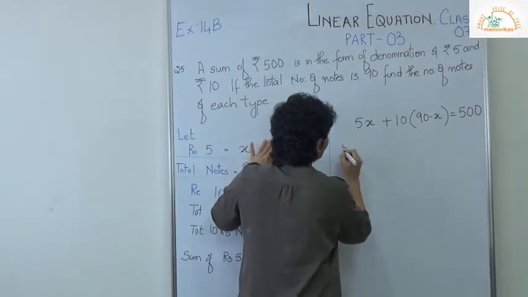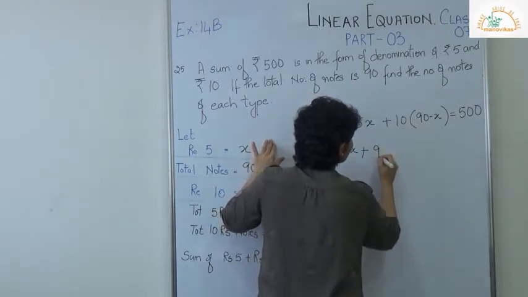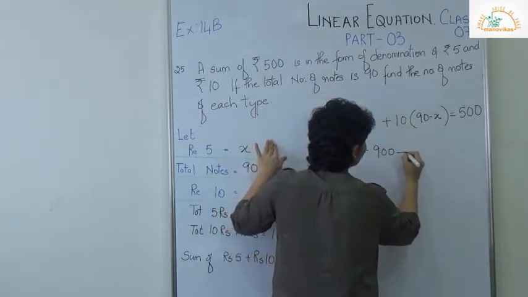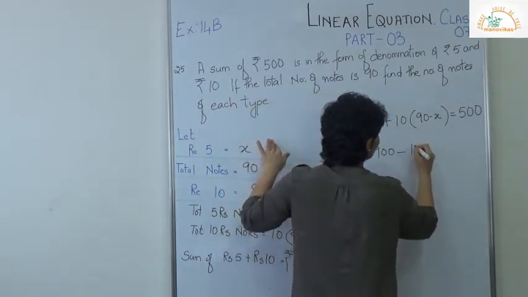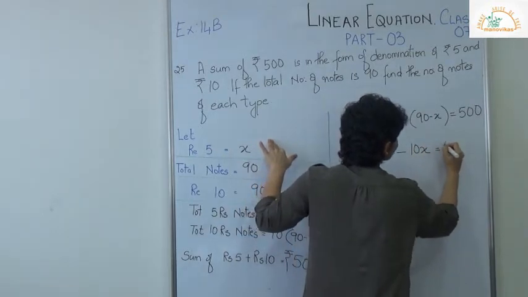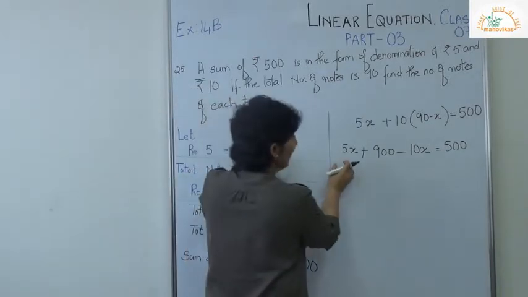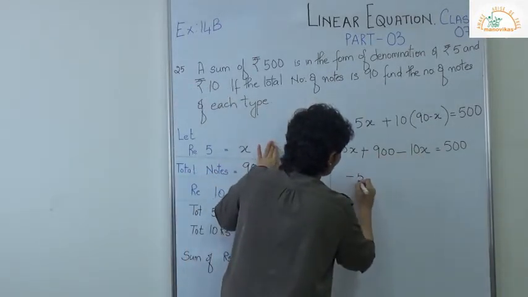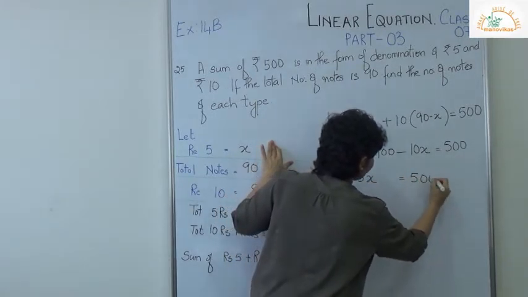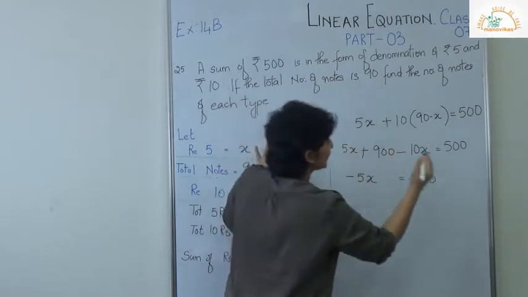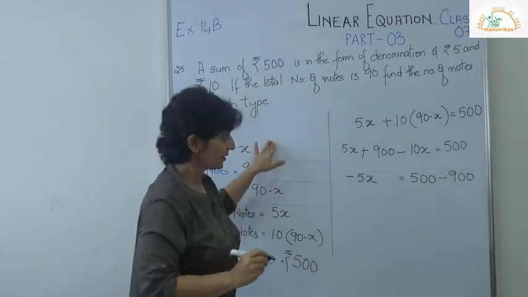So, I have 5x plus 10 into 90, which is 900, minus 10 into x, that is 10x, which is equal to 500. Alright, so 5x minus 10x will give me minus 5x, which is equal to 500 minus 900. When I take that side, I will get it as minus 900. Right?